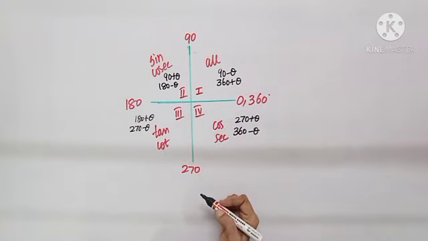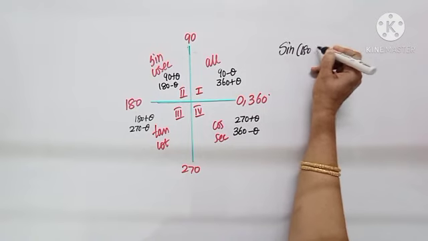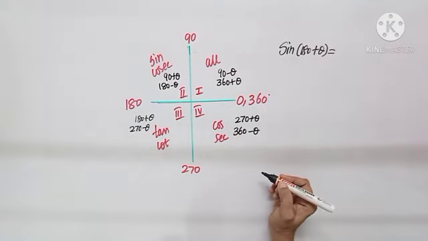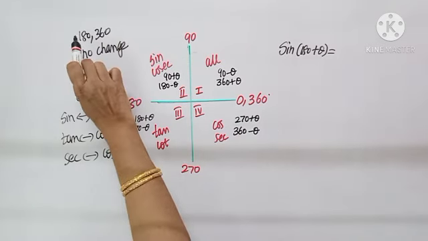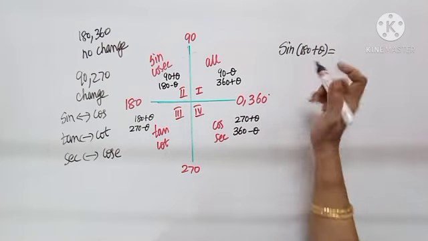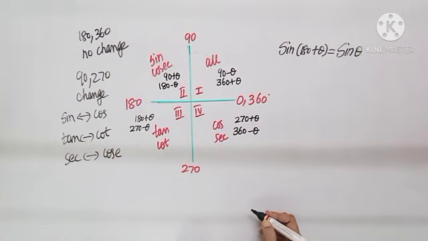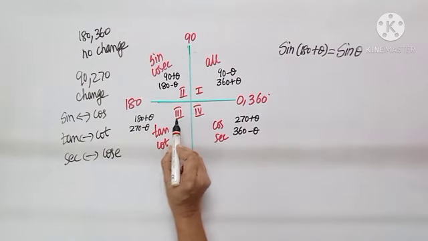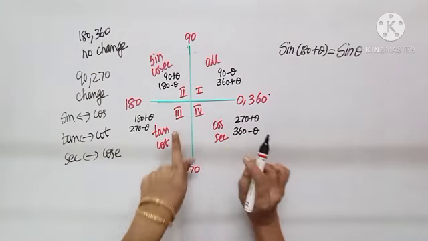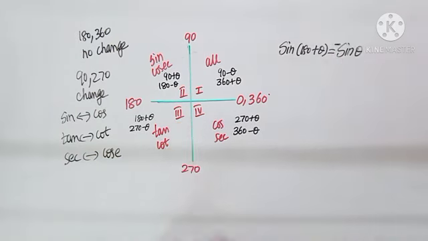Let us try to write some more values. Sine 180 plus theta. What is my answer? Sine 180 plus theta. I refer here, 180, no change. So write sine theta. Now I must decide whether it is plus or minus. For which, check where I am. 180 plus theta is in third quadrant. Third quadrant, sine is negative. So my answer is minus.